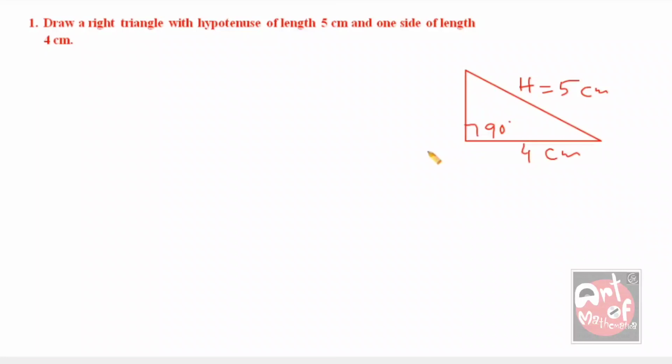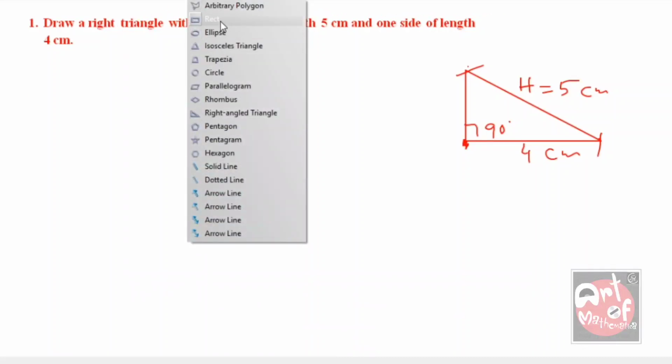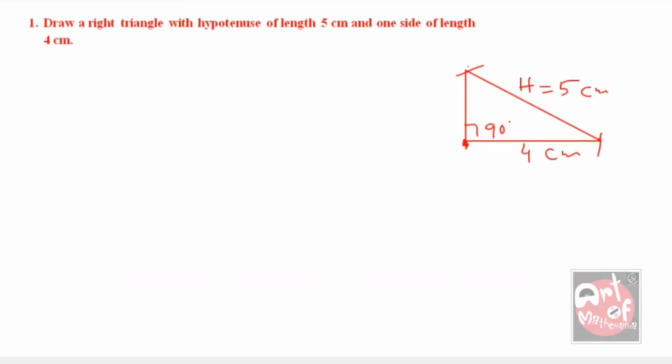So what to do? We have to draw a ray, any ray, then at this point you have to draw a 90 degree angle. You know how to construct a 90 degree angle. After that, from this point only you have to cut 4 cm, and from there you have to cut 5 cm. Then join this, and you will get the solution. So I will do it here. First, before that, I have to draw here 5 cm and 4 cm with the help of a scale, as you all know. So let us take, here it is.